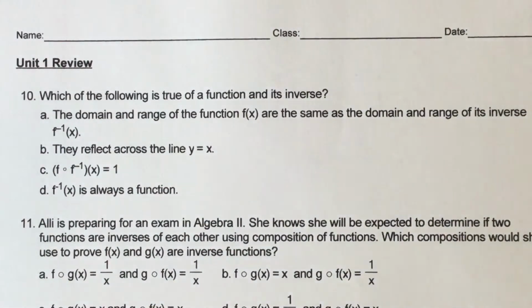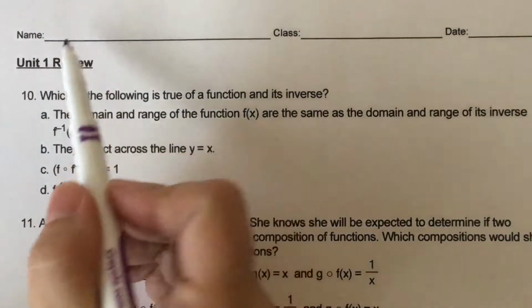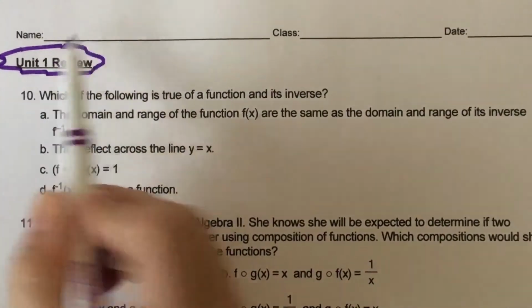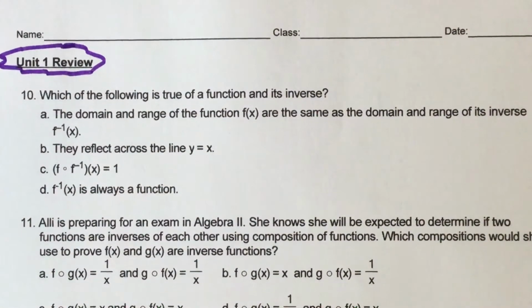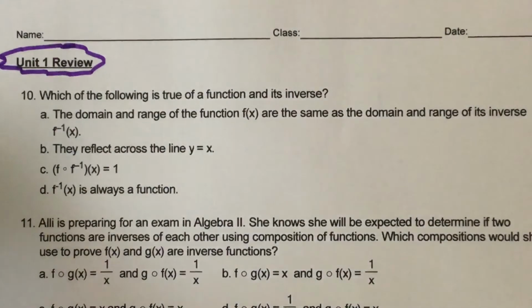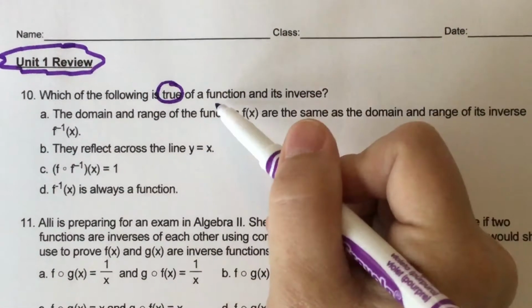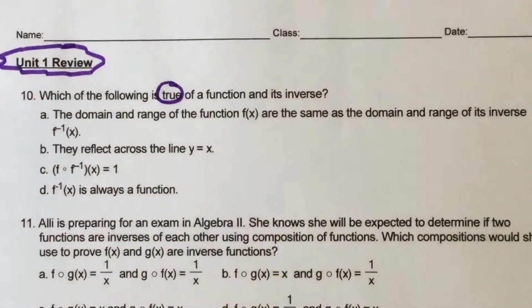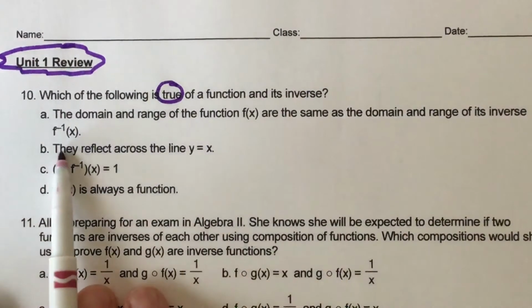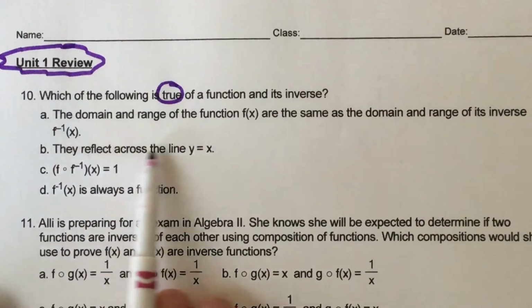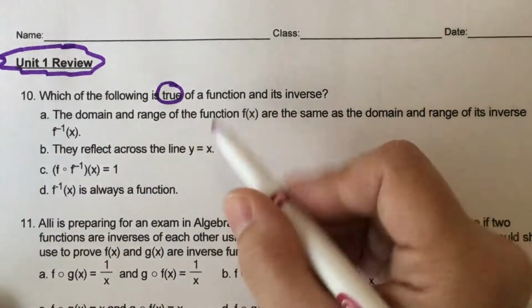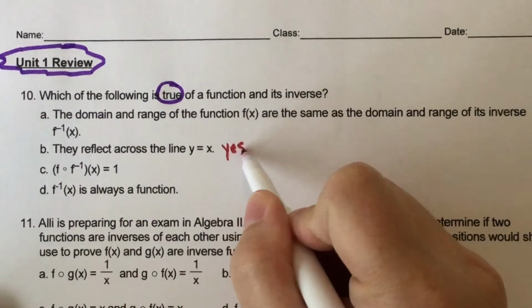All right, we are picking our Unit 1 review back up with number 10. Number 10 says, which of the following is true of a function and its inverse? Real quick, I know that they reflect across the line y equals x. I know that that's true.